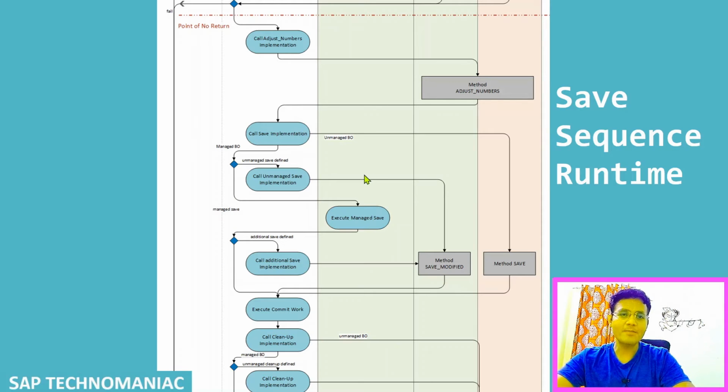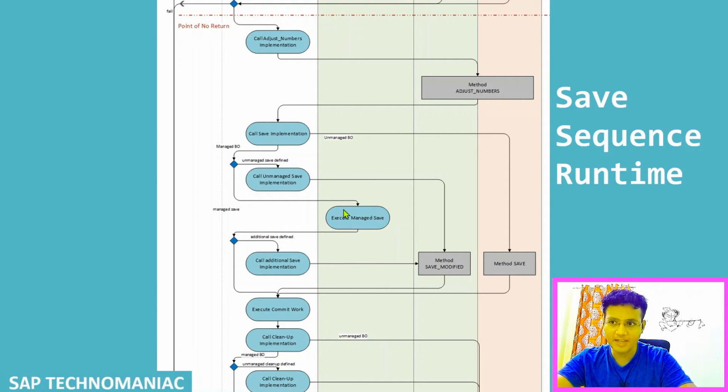During this save implementation, for unmanaged BO it is very simple: it will call the save method and that's it. But for managed BO, what will happen? First it will check whether you are doing your unmanaged save in the managed BO. If you are, it will call that save modified method, and then proceed further. And if you have defined additional save in the managed BO, then first it will call the normal managed save, which is done by the framework.